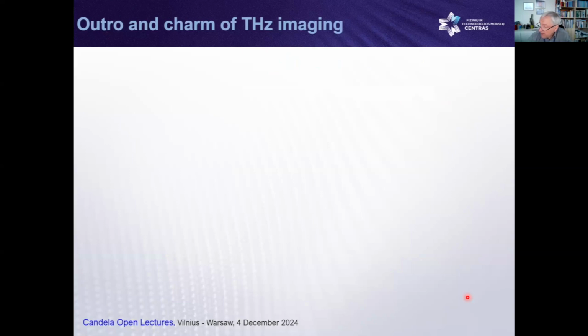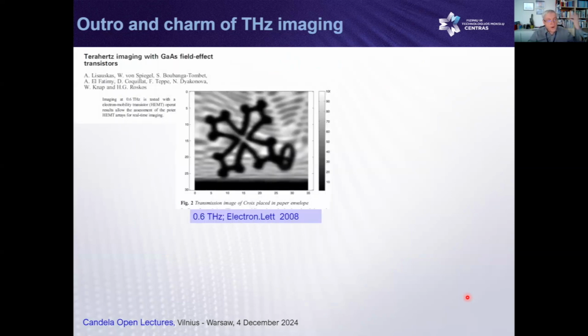So my final slide is just to show you as outro or charm of Terahertz imaging. If you look at many years ago, let's say it's the first impressive image that I have seen. It was Montpellier and Frankfurt group recording of very nice cross placed in the paper envelope, which was using gallium arsenide, commercial aluminum gallium arsenide technology with a 250 nanometers gate. It's 2008.